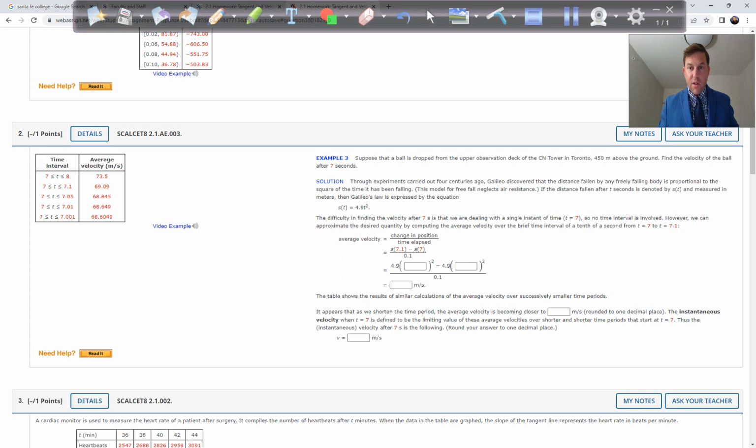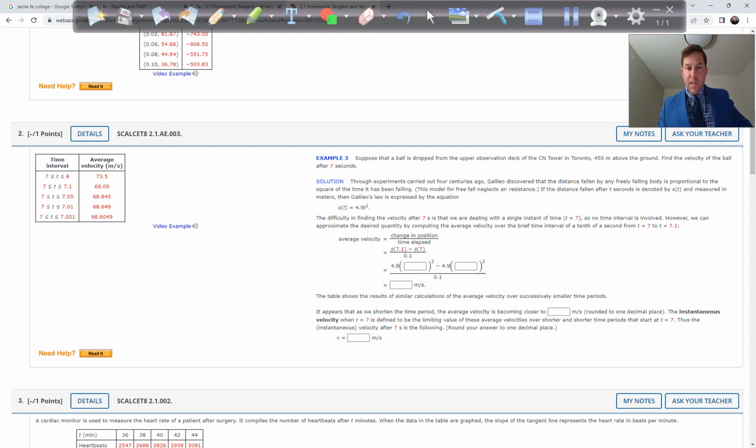If the distance fallen after t seconds is denoted by s of t, and measured in meters, Galileo's law is expressed by the equation, distance as a function of time is 4.9 times the time squared. The difficulty in finding the velocity after 7 seconds is that we are dealing with a single instant of time. Time is 7, so no time interval is involved. However, we can approximate the desired quantity by computing the average velocity over the brief time interval of 1/10 of a second from 7 to 7.1.